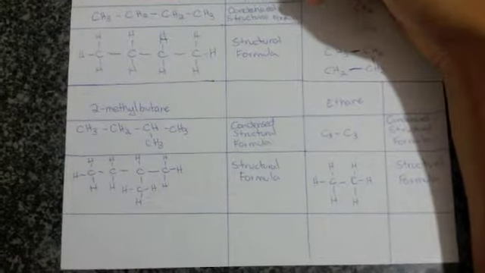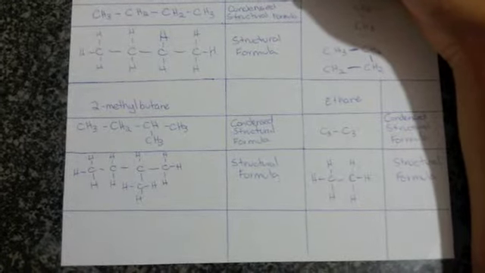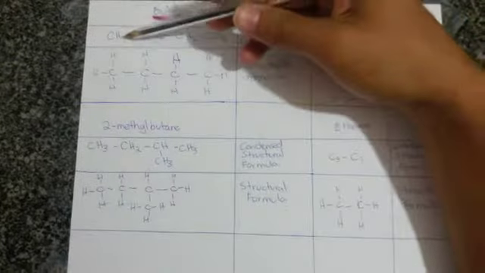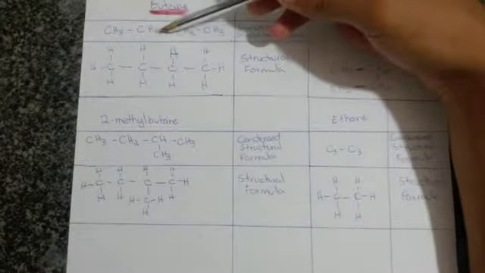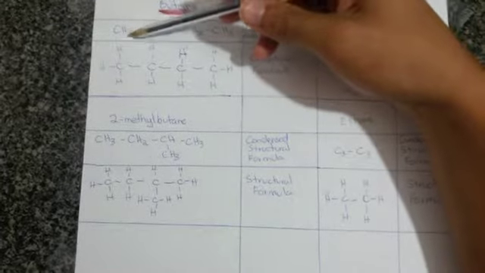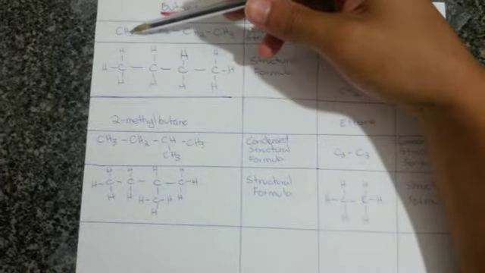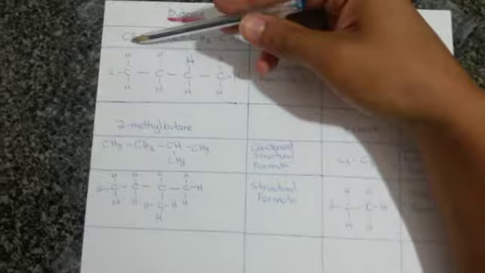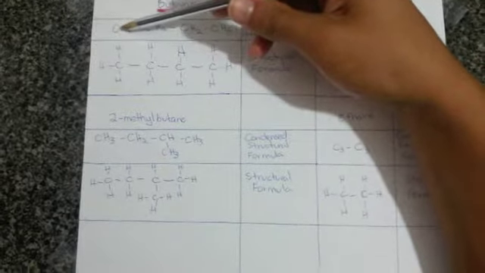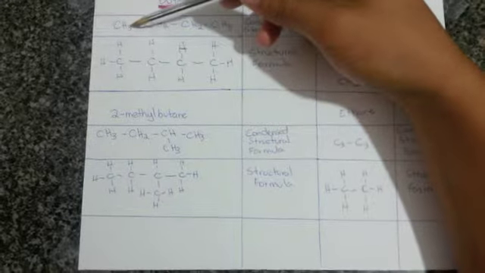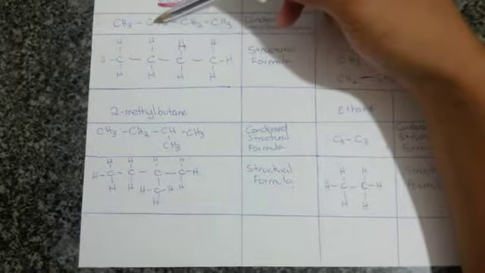For example, for butane, first you need to know that butane means it has 4 carbons. As you can see, 1, 2, 3, and 4. This one is the condensed structural formula. And for this one, you need to have 4 carbons, and then you fill these spaces with hydrogen bonds, so all the carbon bonds are used correctly. As you can see, this carbon has 4 bonds. It uses 3 with hydrogen and 1 with the other carbon.